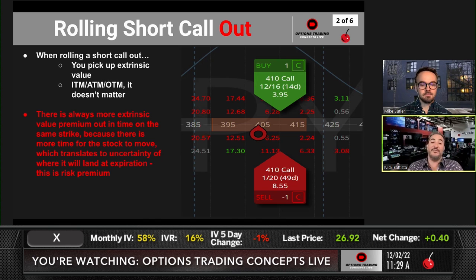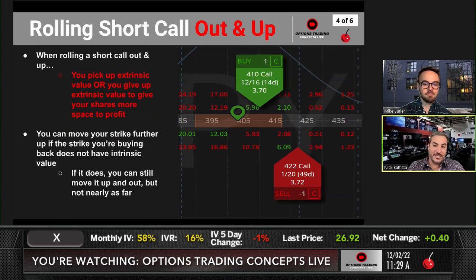through that roll via extrinsic value. If you're rolling it from the 410 to the 422 and you're doing this for flat, the value of this transaction isn't going to change if the stock stays right where it is or goes down. You don't capture any added extrinsic value. So if the stock goes down $2, you'll be out $2. Whereas if you rolled to the same strike and collected $4 and the stock goes down $2, you make $2.